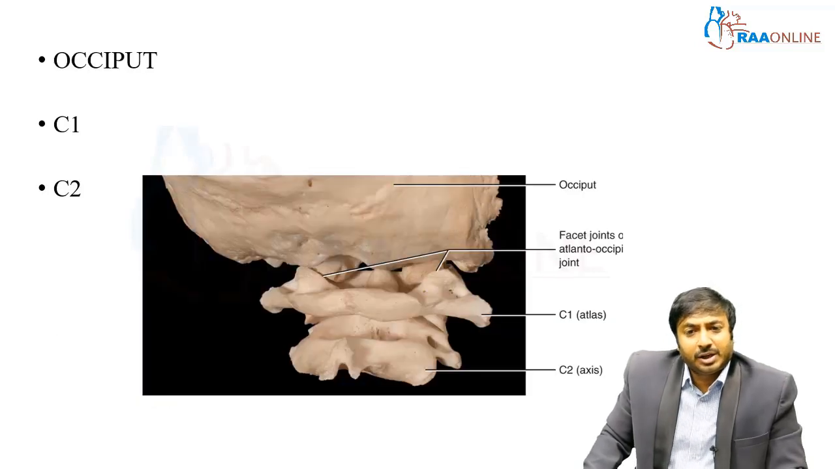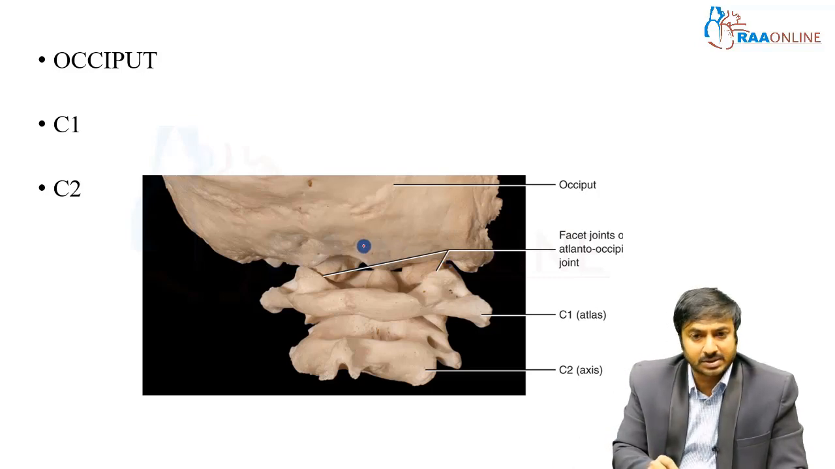CVJ includes three main bones, which are the occiput, C1, and C2. In this diagram you can see this is the occiput, this is your C1, this is your C2, and you can see the joint between occiput and C1, and here the joint between C1 and C2.